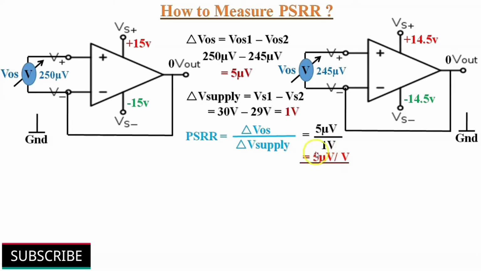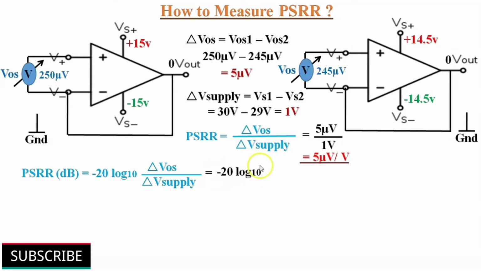This means in this operational amplifier, if 1 volt change in total supply voltage will make 5 microvolt change in input offset voltage. Very often power supply rejection ratio is expressed in dB. Power supply rejection ratio in dB is equal to minus 20 log 10 into change in offset voltage divided by change in supply voltage. So here minus 20 log 10 into 5 microvolt change in input offset voltage divided by 1 volt change in supply.